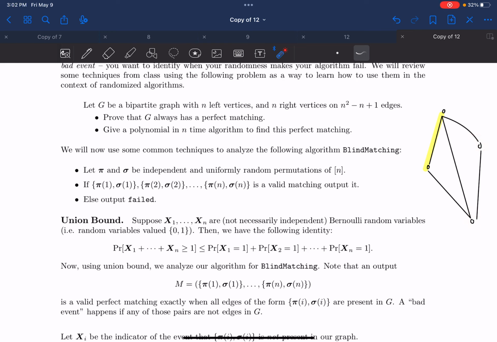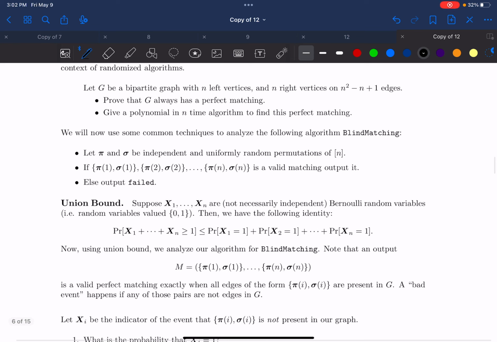Now we're given a randomized algorithm called blind matching that we're going to use in order to create a randomized algorithm that has a chance of solving the perfect matching problem. We're given these two mapping functions, which are uniform and independent random permutations of n. Then it outputs a matching, and if it's a valid matching, we output it, otherwise we output failed.